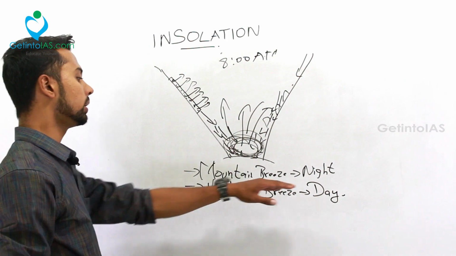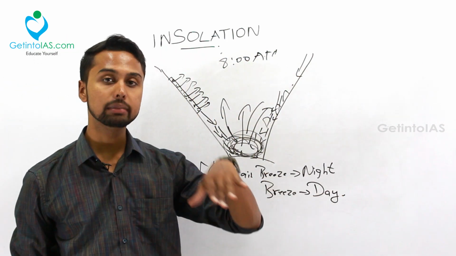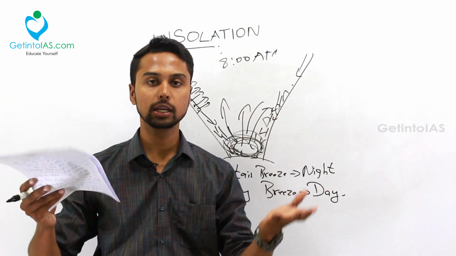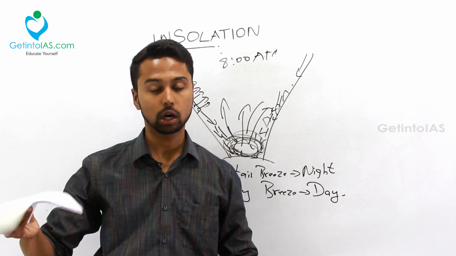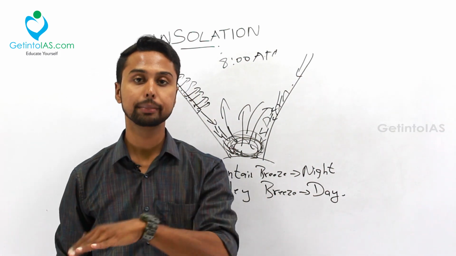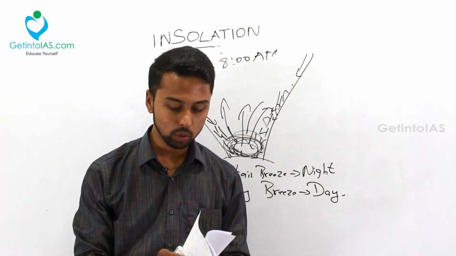So valley breeze during daytime and mountain breeze during night time, and sea breeze during daytime and land breeze during the night time. Because of this variation or difference in heating of the land and the ocean or water surface, the valley breeze, mountain breeze, land breeze and sea breeze happen. This is an extension of the insolation. So with that, we are closing the insolation.